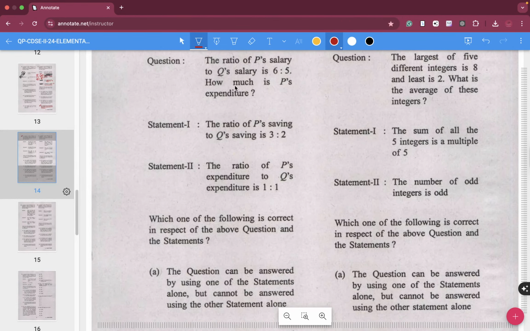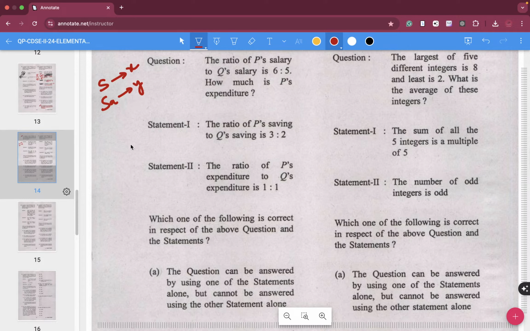Question: the ratio of P's salary to Q's salary is 6 is to 5. How much is P's expenditure? I'm saying salary can be denoted in x, and savings I'm denoting in terms of y.